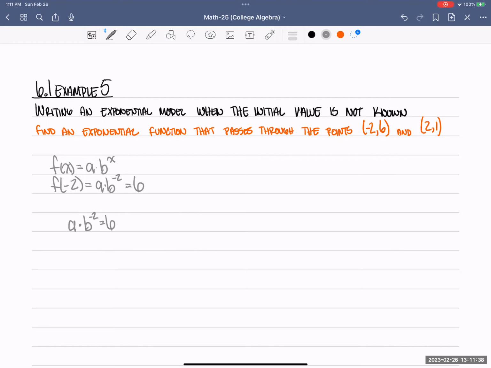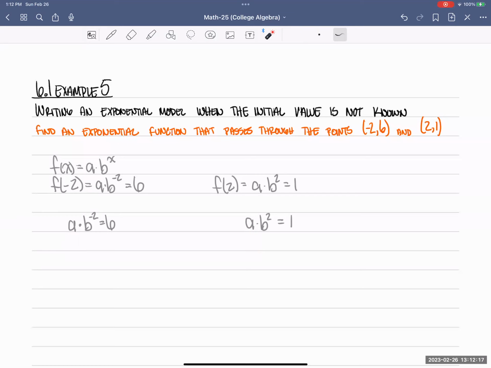And let's see if we could compare that to anything in the second equation. The next one is using this point (2, 1). So f(2), everywhere we see an x, we're going to plug in 2, and that's equal to 1. So here we have the equivalence a times b squared is equal to 1. So here I have an a to the power 1, also an a to the power 1. Let's set our equations equal to a to see how we could compare those two.